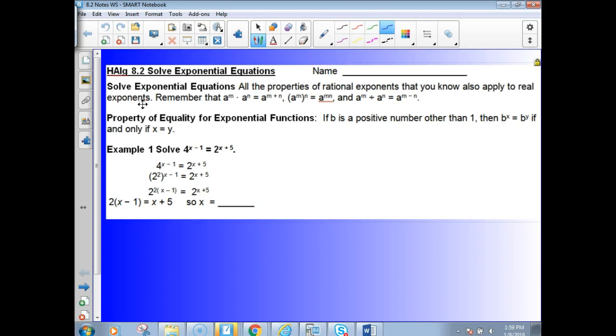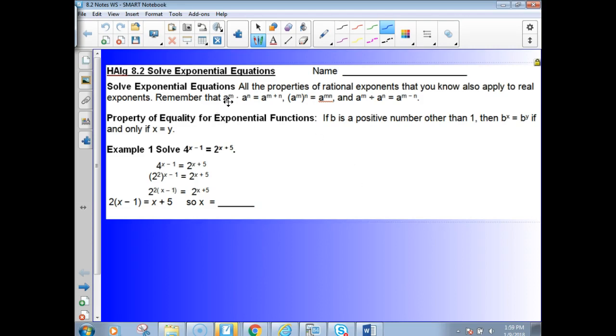The point is, we're going to want to change the bases to get them to match so that we can solve these problems. What I mean by a base is the number that you're taking to a power. If you're solving an exponential equation, all the properties of rational exponents that you know also apply to real exponents. Rational exponents, remember, were fractions.